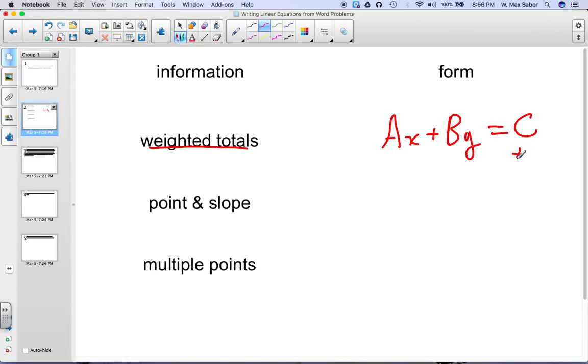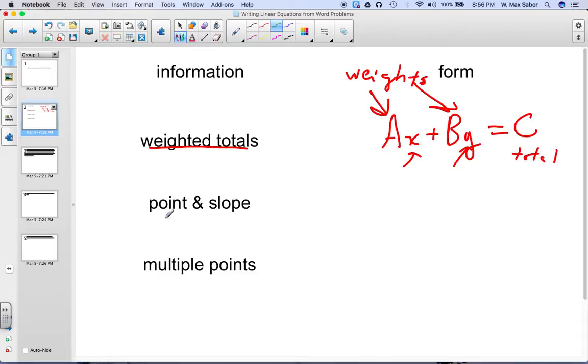where this is the total, and A and B are your weights, and X and Y are the things that you don't know. Those are the things where you don't know how many of these things are being added, but you know what their weights are. So that's one way we can write something.